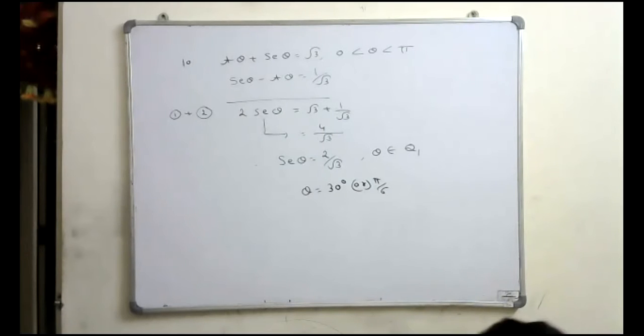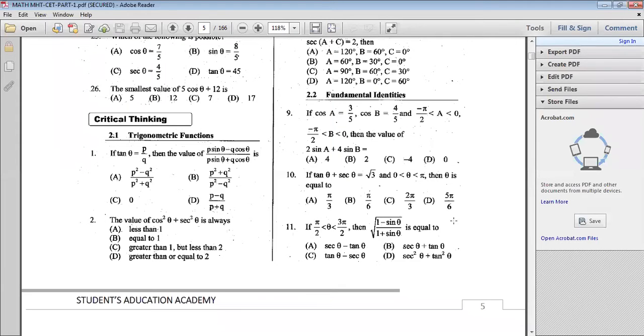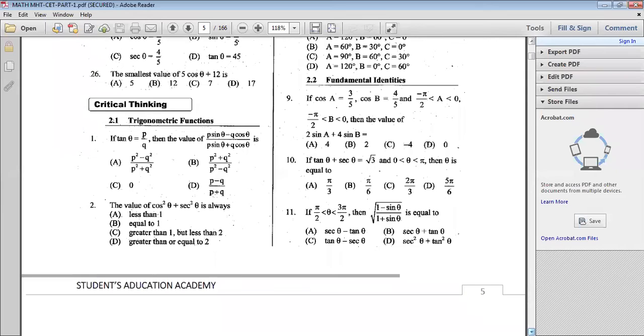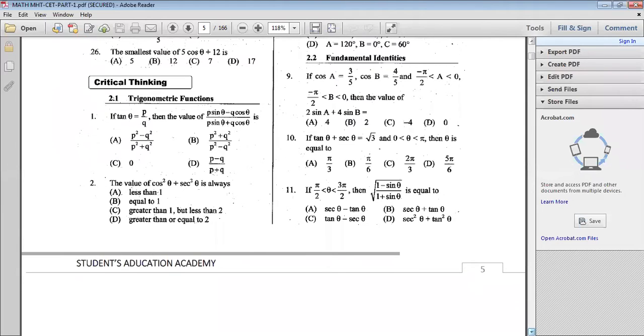Take the next problem. Now, look at problem number 11. Understand this problem.